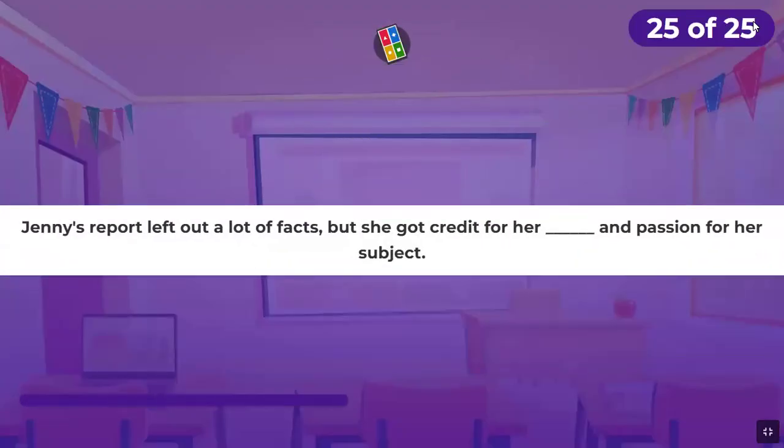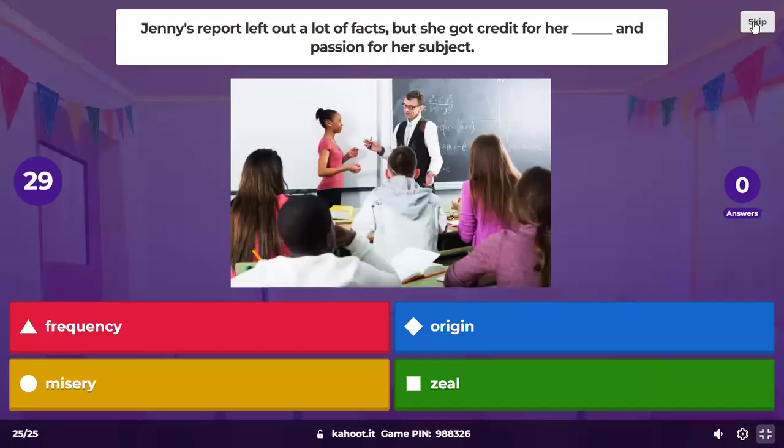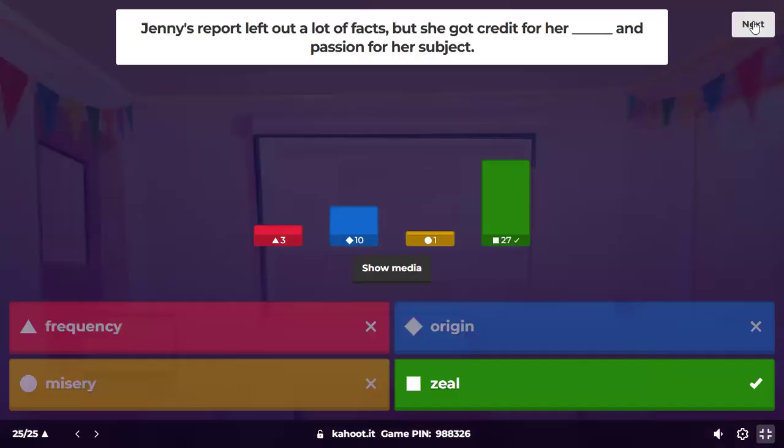Jenny's report left out a lot of facts, but she got credit for her blank and passion for the subject. Jenny's report left out a lot of facts, but she got credit for her blank and passion for her subject. The last question, guys. The last one.